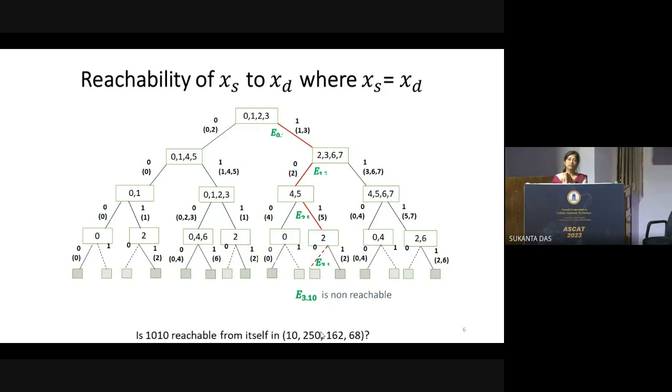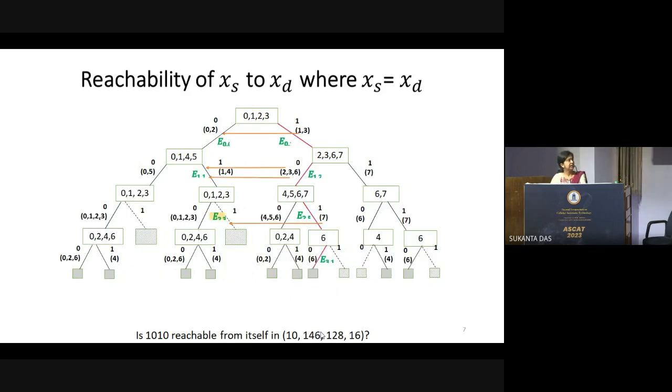Now what is the significance of a non-reachable edge? It cannot be connected or linked with any other edge. Why? Because it is not carrying any RMT. So in this way, we can say 1010 is an acyclic configuration. Similarly, we found a few properties from here. Here also we can say 1010 in this example is an acyclic configuration, not reachable from itself.